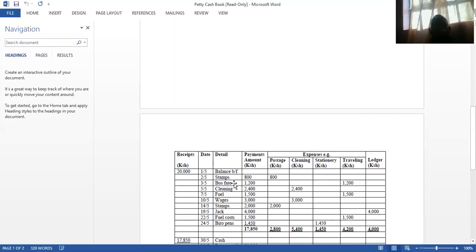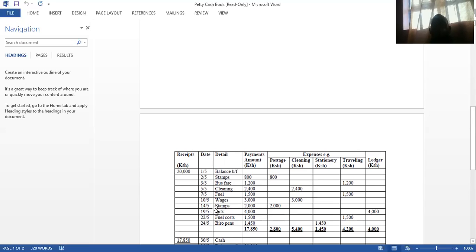On that day, there was a bus fare of 1,200. Bus fare falls under traveling, 1,200 here. On 5th, an amount was paid for cleaning, 2,400, which falls under cleaning. On 7th, fuel was paid, 1,500. Fuel will go to traveling. You will find that on 10th, wages were paid. Wages that were paid to a cleaning person fall under cleaning. On 14th, the stamps, 2,000, fall under postage.